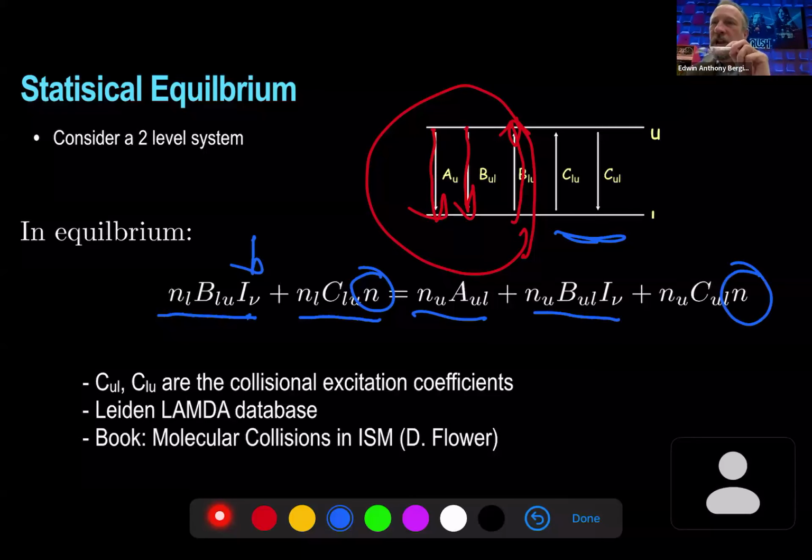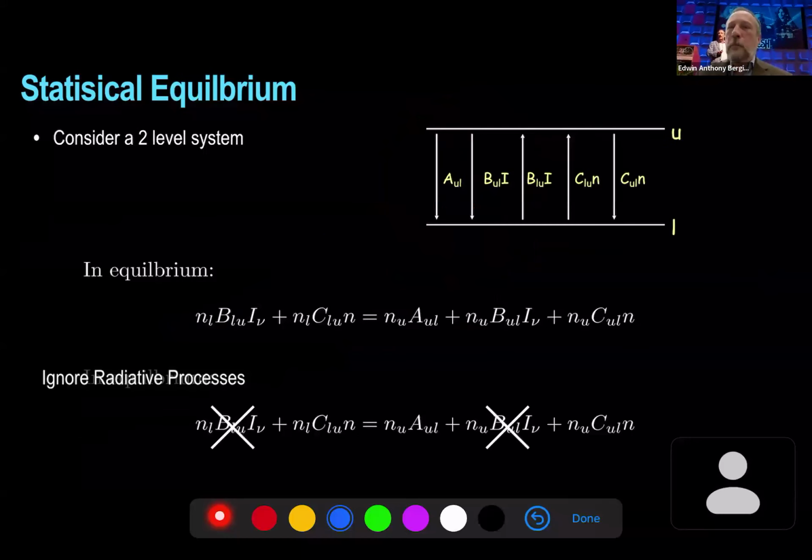If you're in a system where collisions are dominating, all right, I can actually determine the density of H2. Furthermore, these quantities here, these collisional rates, are temperature dependent. So I can also, if I have enough observations, determine temperature. And this is just breaking it down. So if I'm in equilibrium and I'm going to ignore radiative processes, so I'm going to zero this out. Okay.